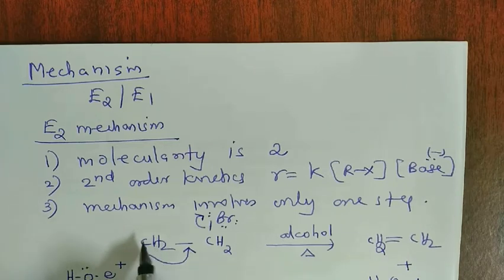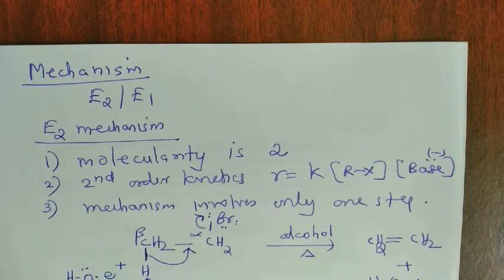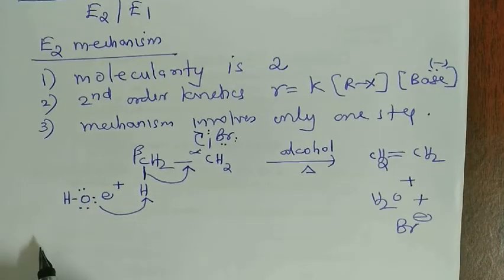So, removal of beta hydrogen atom and halide ion take place simultaneously. During the reaction, hybridization of alpha and beta carbon atom changes from sp3 to sp2. So, E2 mechanism involves only one step. Removal of both leaving groups and formation of pi bond take place simultaneously.